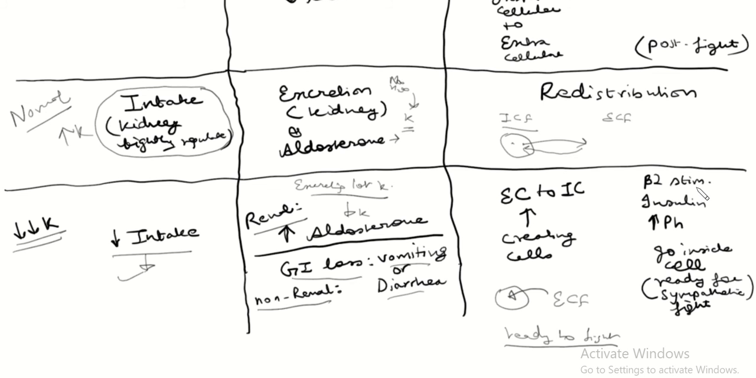If I stimulate my lungs through beta 2 sympathetic receptors, which cause bronchodilation, that additionally gets the potassium to go from outside the cell to inside the cell. I need that when I'm fighting. I need more oxygen. I need to blow off more CO2. Okay.